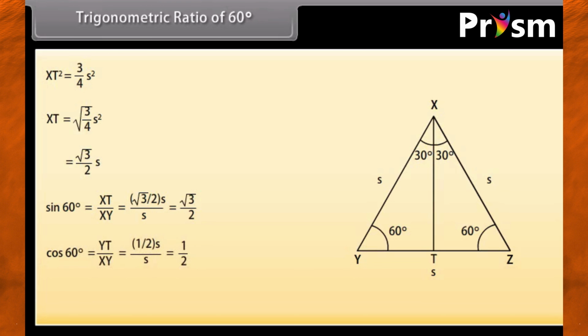Cos 60 degree is equal to YT upon XY equals 1 upon 2S upon S equals 1 upon 2. Tan 60 degree is equal to XT upon YT equals square root 3 upon 2S upon 1 upon 2S, which equals square root 3.